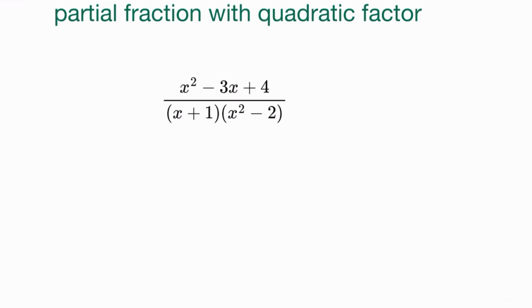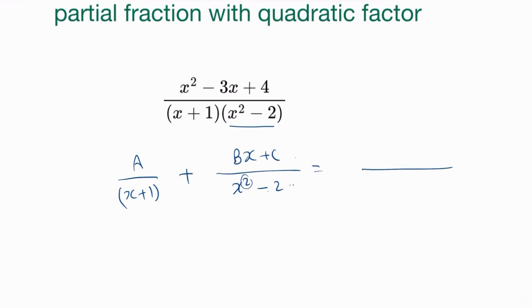Finally, we have the last idea in this video, partial fractions with quadratic factors. Here we have x power 2 minus 2, and we're not able to factorize this more. So what should you do in this case? We have to let A over the first linear bracket, x plus 1, plus, and because we have x power 2 minus 2 in the denominator, in the numerator you have to let Bx plus C as a linear expression, because we have a quadratic in the denominator. And this is our new idea here.